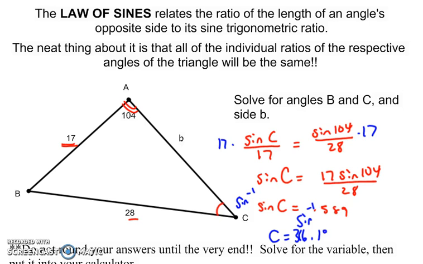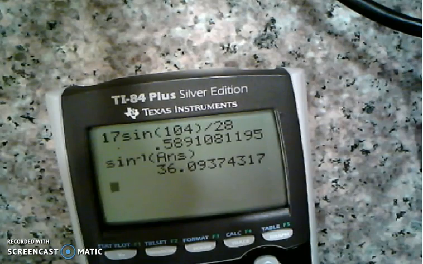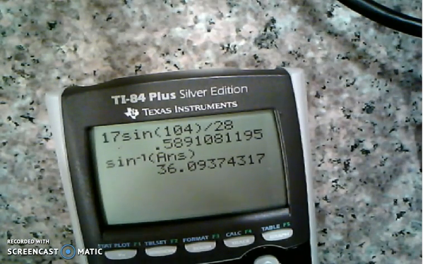So about 36.1 degrees. Now, right now, before I forget, I want to store that number. So I'm going to need to use that angle a little bit later on. So I'm going to hit the STO button right above the on button, and I'm going to store that as angle C.